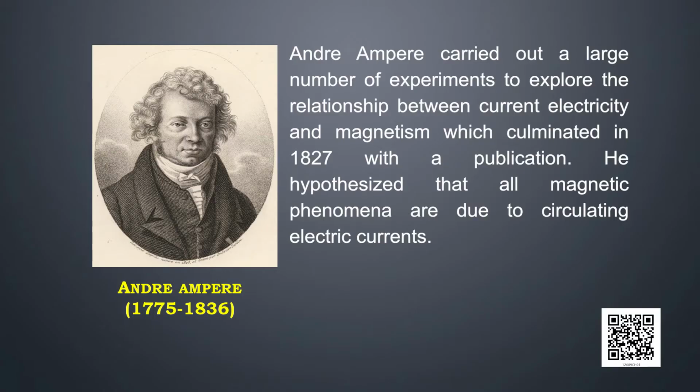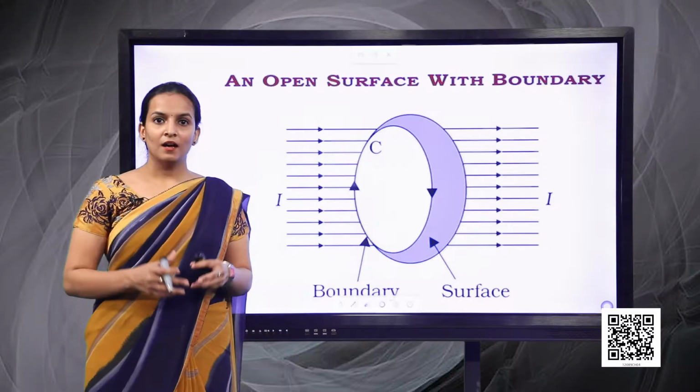Andre Ampere carried out a large number of experiments to explore the relationship between current electricity and magnetism, which culminated in 1827 with a publication. He hypothesized that all magnetic phenomena are due to circulating electric currents. Let's begin with Ampere's Circuital law.